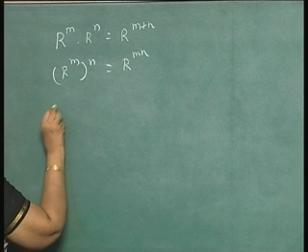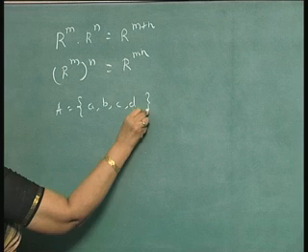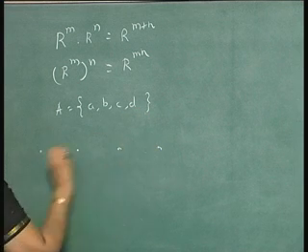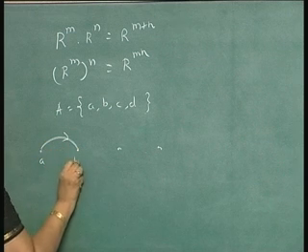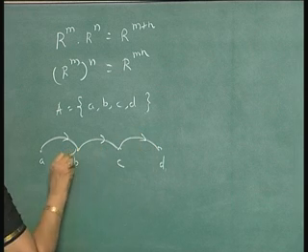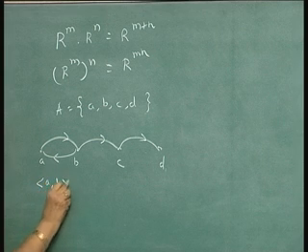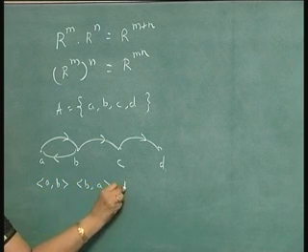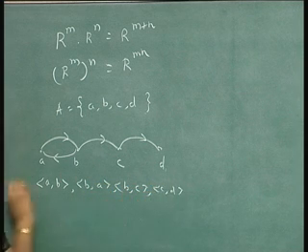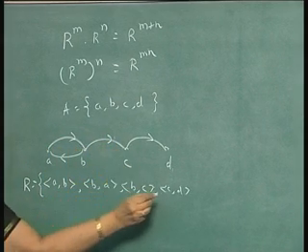Take a relation on a set A consisting of 4 elements A, B, C, D, and R is defined like this by a directed graph. This is the relation. So, R consists of the pairs A, B, B, A, B, C and C, D.